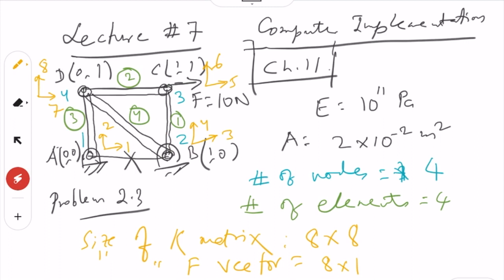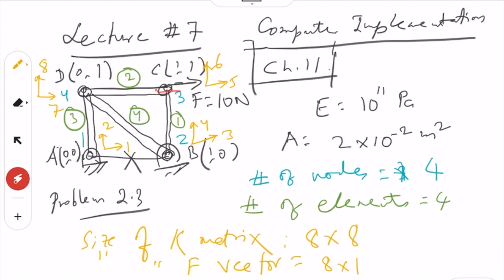So, essential boundary conditions will be here U1 0, U2 0. Here it will be U3 0, U4 0, U5 we do not know, U6 we do not know, U7 we do not know, U8 we do not know.